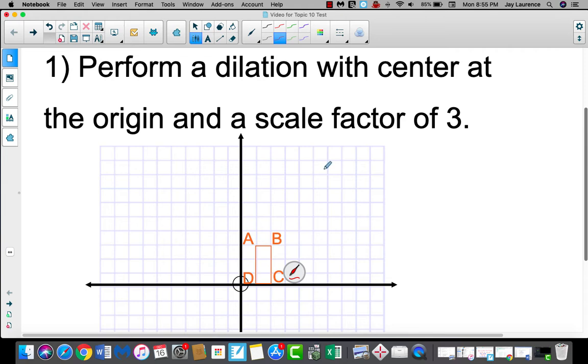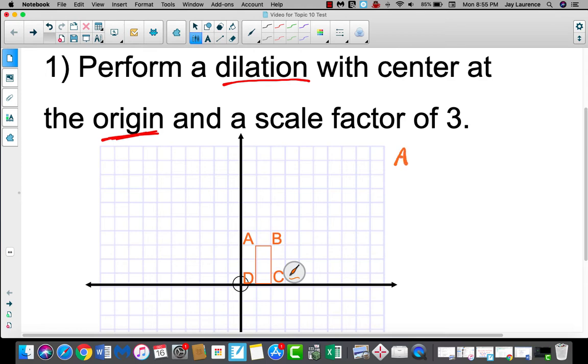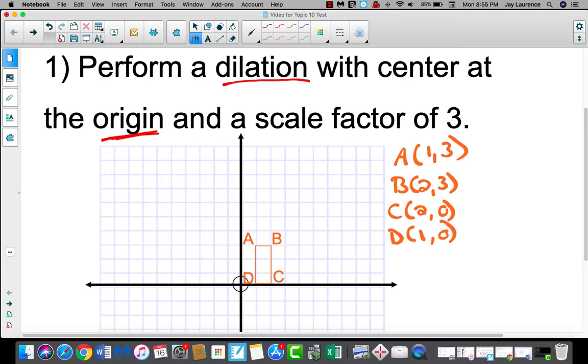Now, problem number 1, dilation. Yes, dilation with center at the origin. This means I'm going to need coordinates. So I'm going to write down the coordinates of points A, B, C, and D. And it looks like they're in this lovely orange color. So coordinates of A are located at 1, 3. The coordinates of B are located at 2, 3. The coordinates of C are located at 2, 0. And the coordinates of D are located at 1, 0.